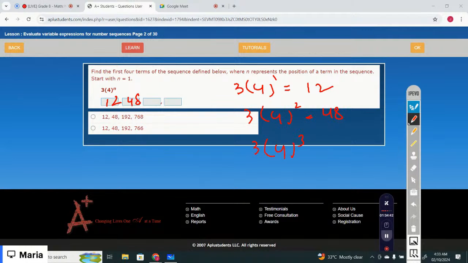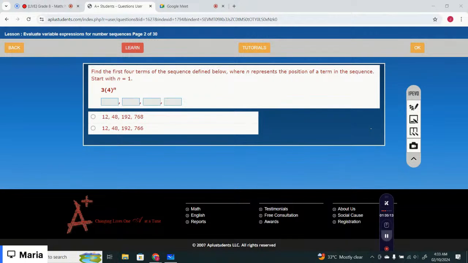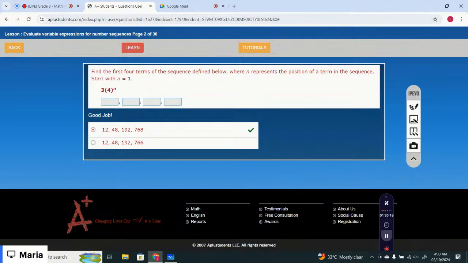4 times 4 is 16. 16 times 4 is 64. 64 times 3 is 192. Okay, the next one is 3 times 4 exponent 4. So 64 times 4 is 256 and 256 times 3 is 768. The correct option is option number 1. They are 12, 48, 192 and 768.